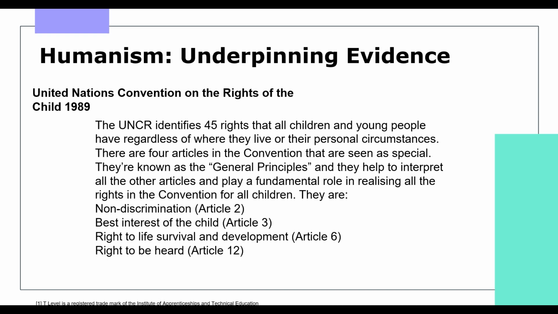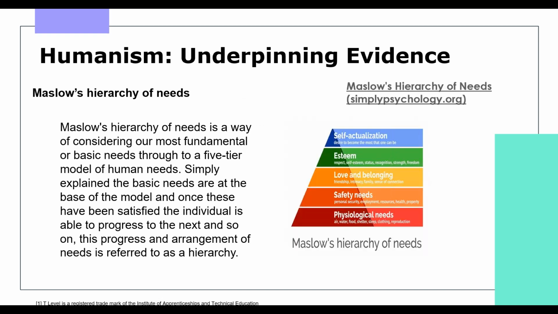The UNCRC identifies 45 rights that all children and young people have, regardless of where they live or their personal circumstances. There are 4 articles in the Convention that are seen as special. They're known as the general principles, and they help to interpret all the other articles and play a fundamental role in realising all the rights in the Convention for all the children. And they are non-discrimination, best interest of the child, right to survival and development, and the right to be heard.